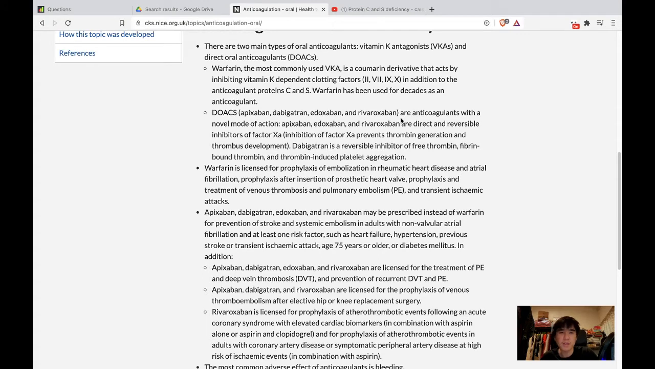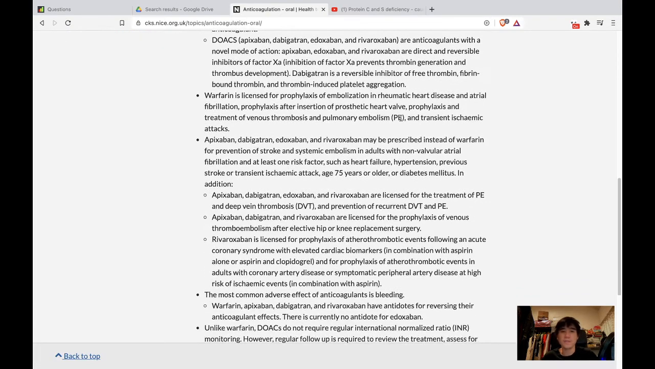Warfarin is licensed for prophylaxis of embolization in rheumatic heart disease and atrial fibrillation, prophylaxis after insertion of prosthetic heart valve, prophylaxis and treatment of venous thrombosis and pulmonary embolism, and transient ischemic attacks.